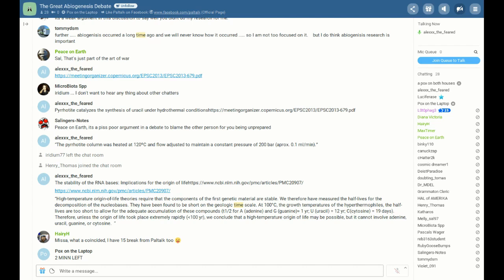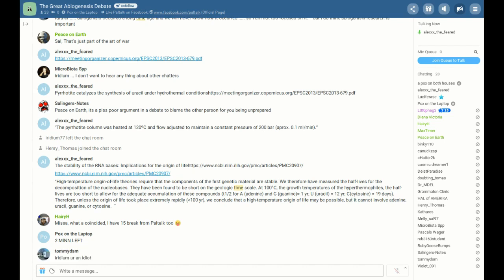They write, therefore, unless the origin of life took place extremely rapidly, in less than 100 years, high temperature origin of life may be possible, but it cannot involve adenine, uracil, guanine, or cytosine, which are the nucleobases we're talking about. The same experiment that creates the nucleobases required for nucleotides, those same conditions destroy this stuff in the blink of an eye, geologically speaking. That's a description that the paper gives, not me. So isn't that a problem, Lucy? That's the first paper you gave me. I don't know if you want to comment on that one. Go ahead.